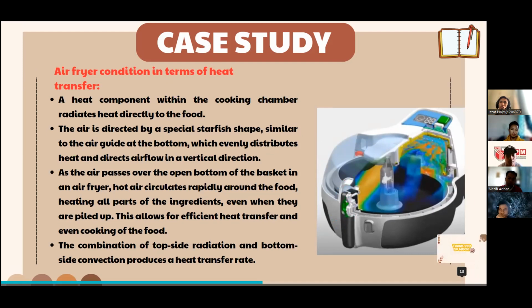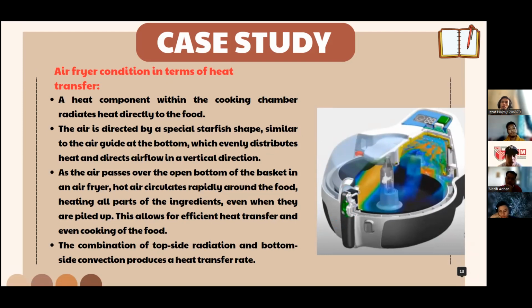The next is about the air passing over the open bottom of the basket in an air fryer. Hot air circulates rapidly around the food, heating all parts of the ingredients even when they are filled up. This allows for efficient heat transfer and even cooking of the food. The last part of the case study is the combination of top side radiation and bottom side convection, which produces the heat transfer rate. So this is the flow of heat transfer in the air fryer. Next slide.